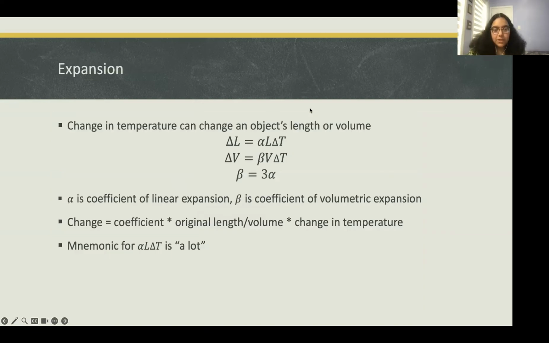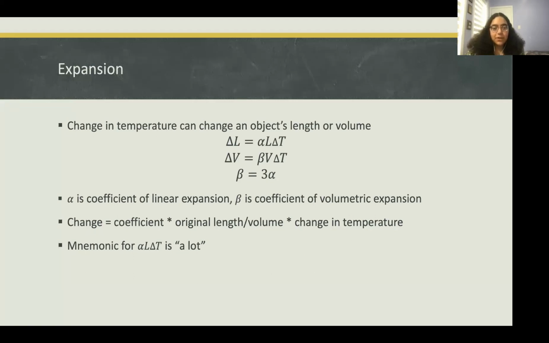In terms of expansion, a change in temperature can change the length or volume of an object. So alpha is the coefficient of linear expansion and beta is the coefficient of volumetric expansion. I'm pretty sure they don't actually teach this during physics class, so this might be good to know. The first equation you can think of as ΔL = αL₀ΔT. So your change in length is that coefficient times the original length times the change in temperature.